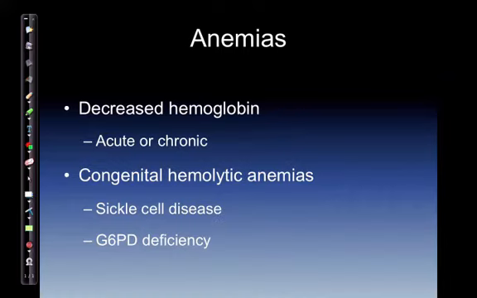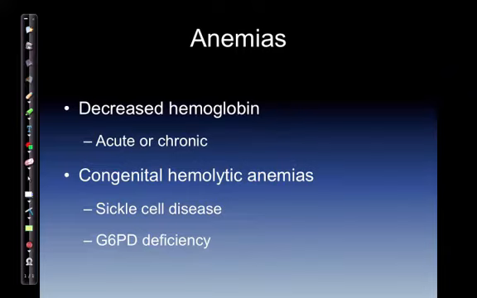Anemias, decreased hemoglobin, whether it be acute or chronic. Chronic anemia is due to a variety of causes: nutrient deficiency, chronic gastrointestinal bleeding, heavy menses are the three top causes, or the three most common causes. Acute anemia occurs as a result of either acute blood loss or acute red blood cell destruction.